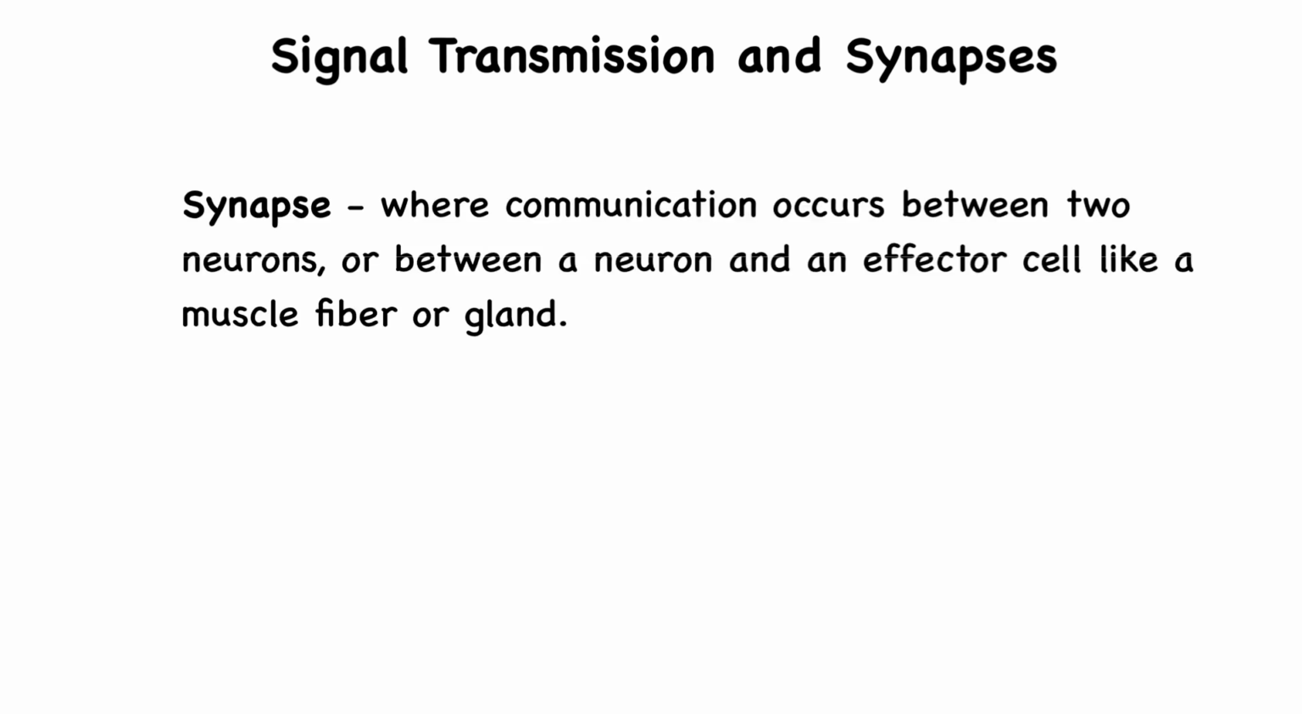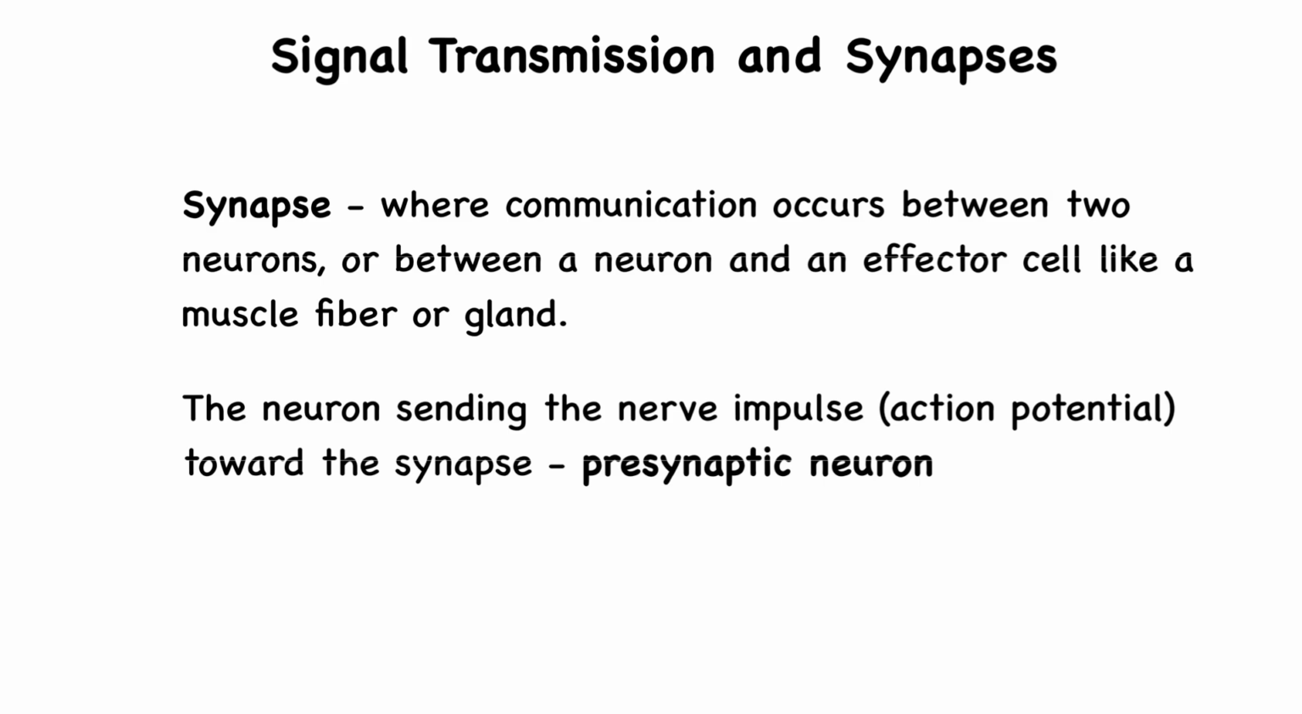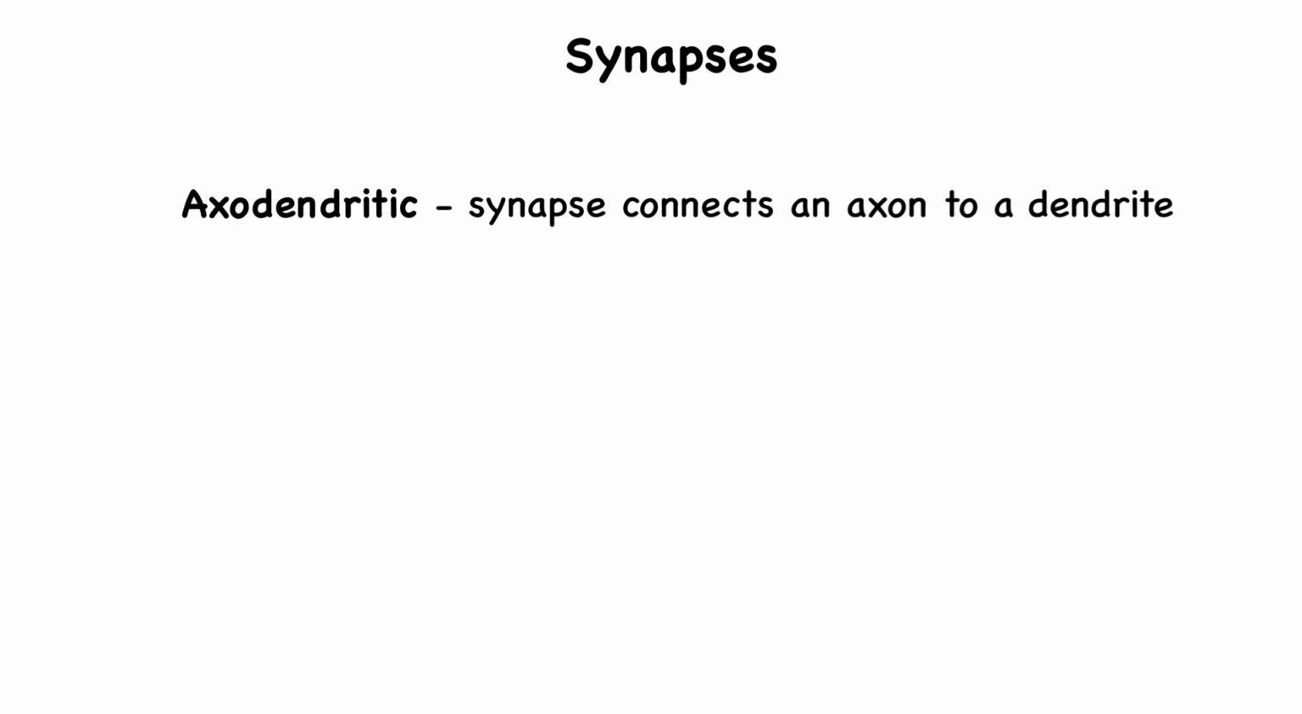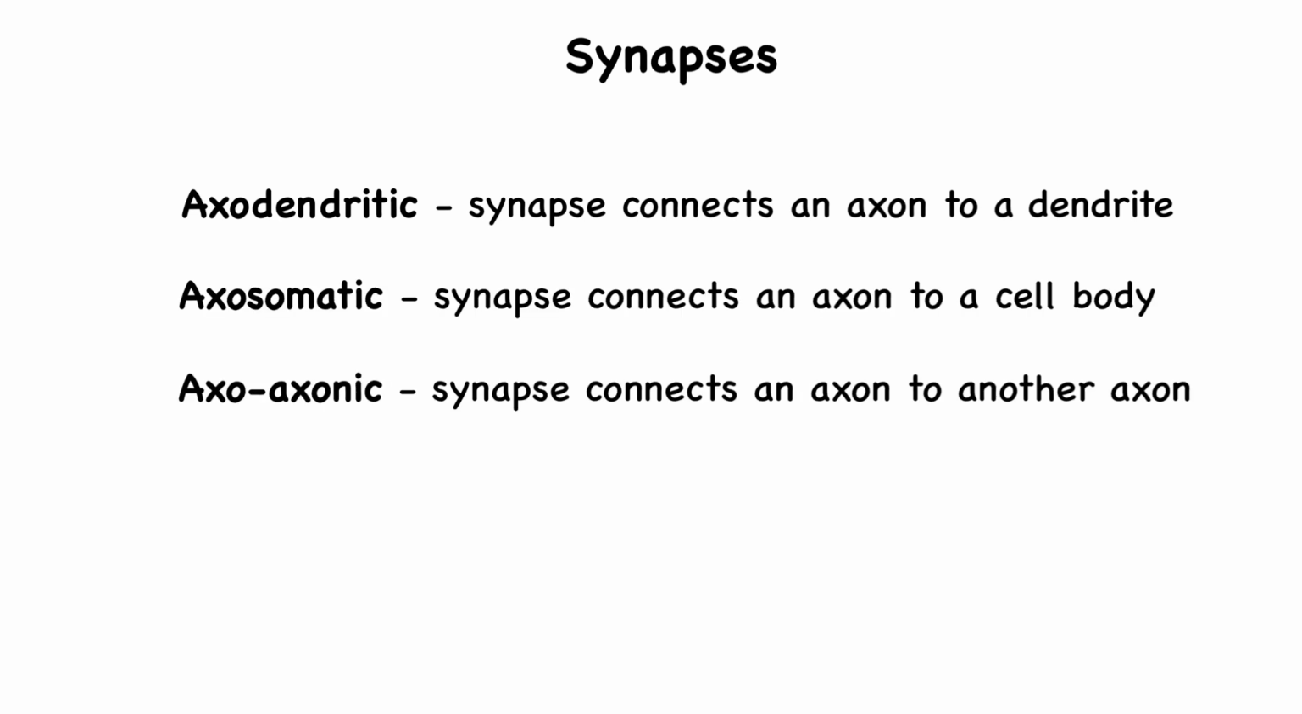As we have discussed in previous videos, the synapse is where communication occurs either between two neurons or between a neuron and an effector cell like a muscle fiber or gland. The neuron sending the nerve impulse or action potential towards the synapse is the presynaptic neuron, and the one receiving it is the postsynaptic cell. Most synapses connect an axon to a dendrite, axodendritic, but they can also connect to a cell body, axosomatic, or even another axon, axoaxonic.